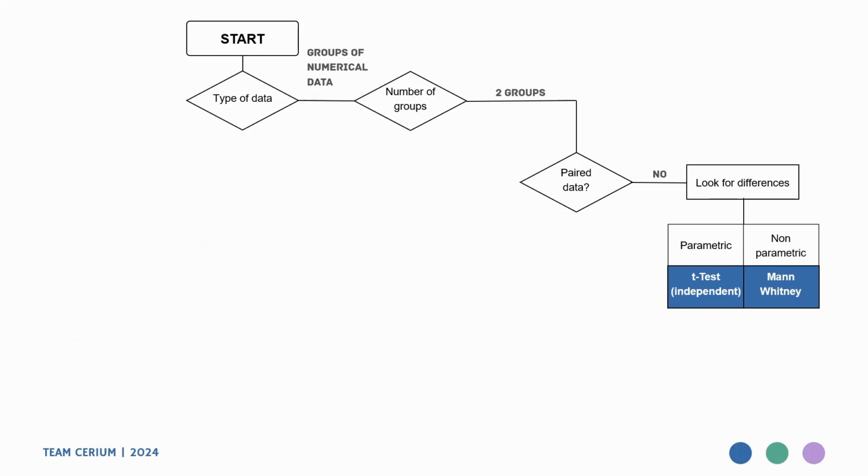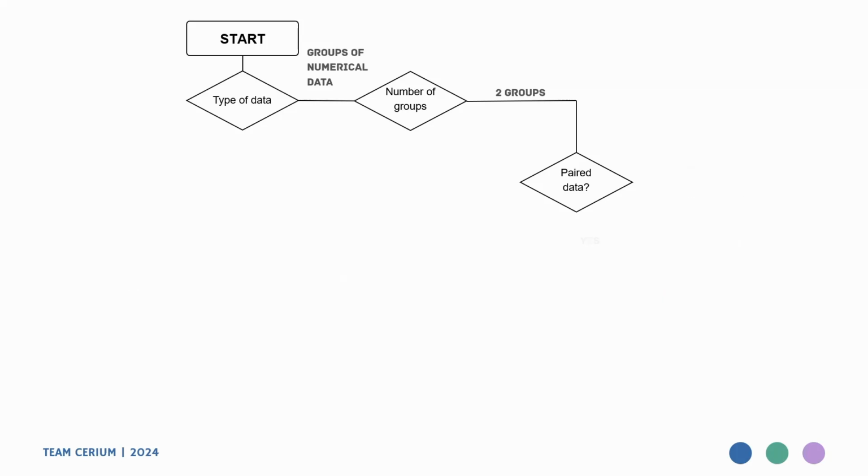Also, I would like to mention the z-test, which functions the same as the t-test. However, their main difference is that z-test is preferred when you have a large sample size. Now, what if we have paired data?